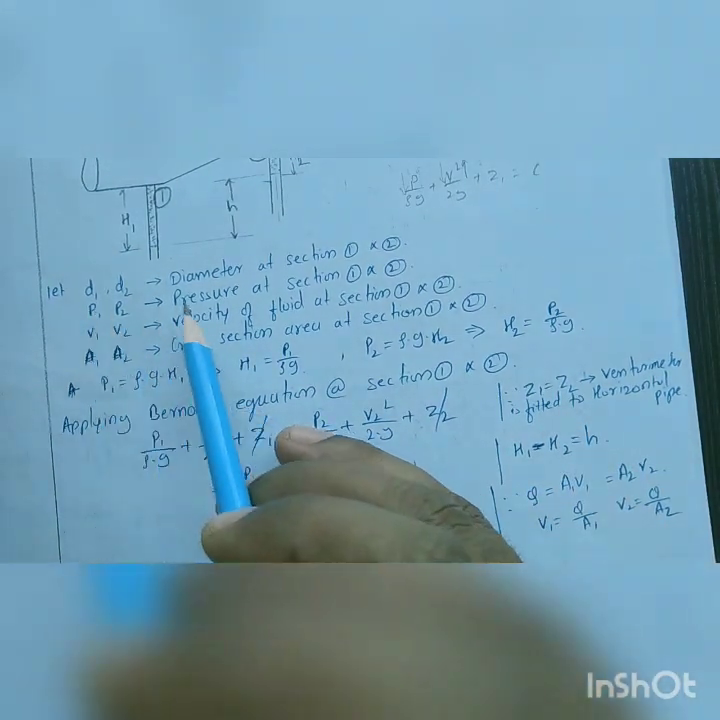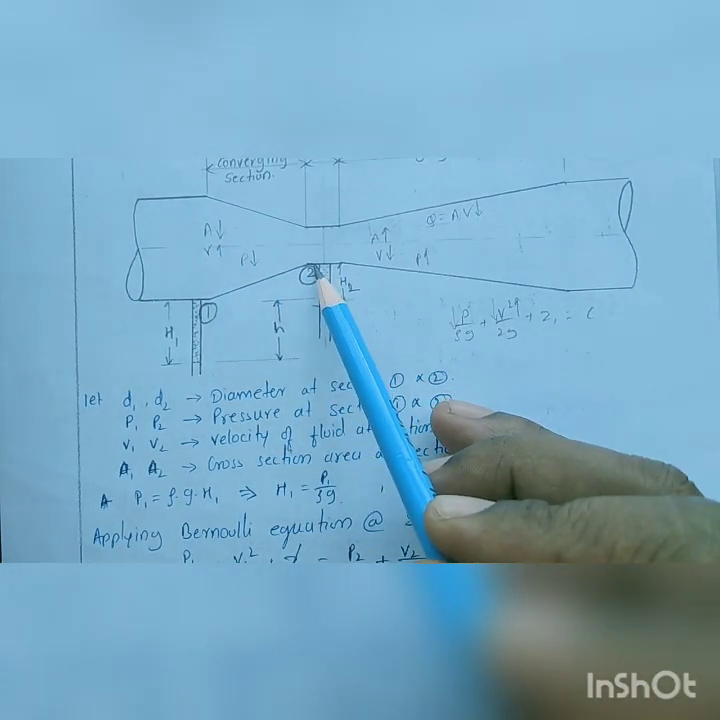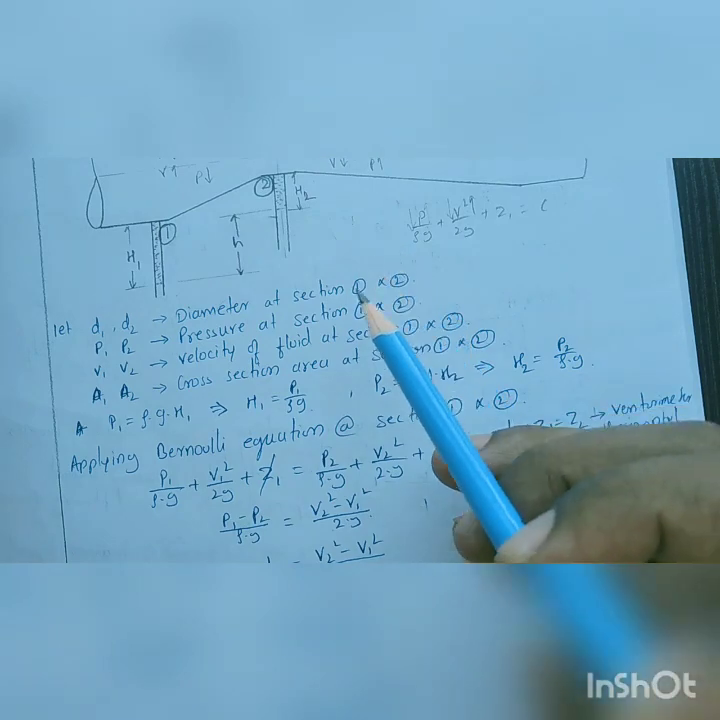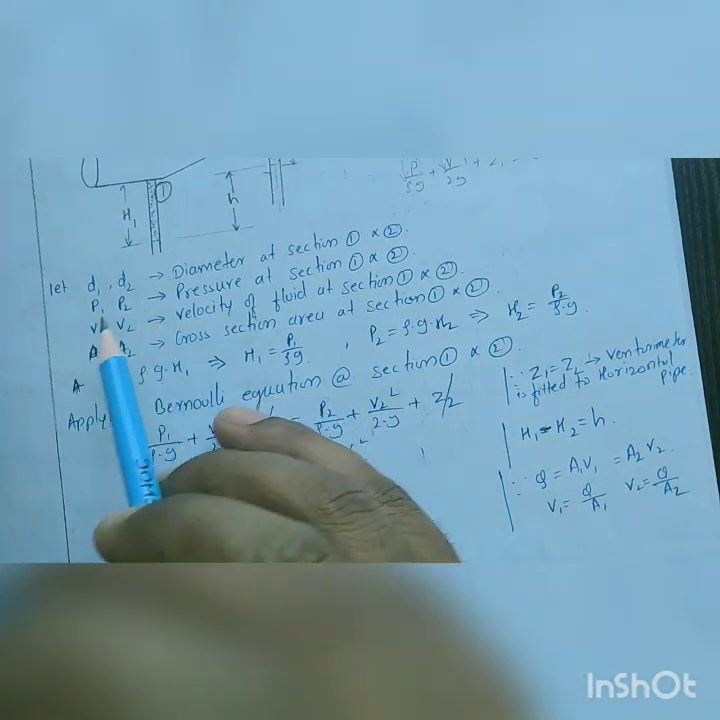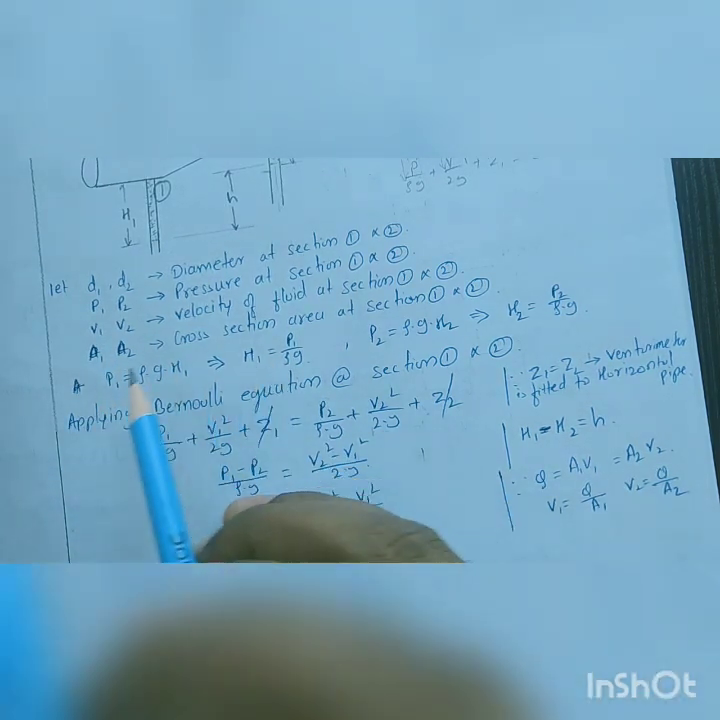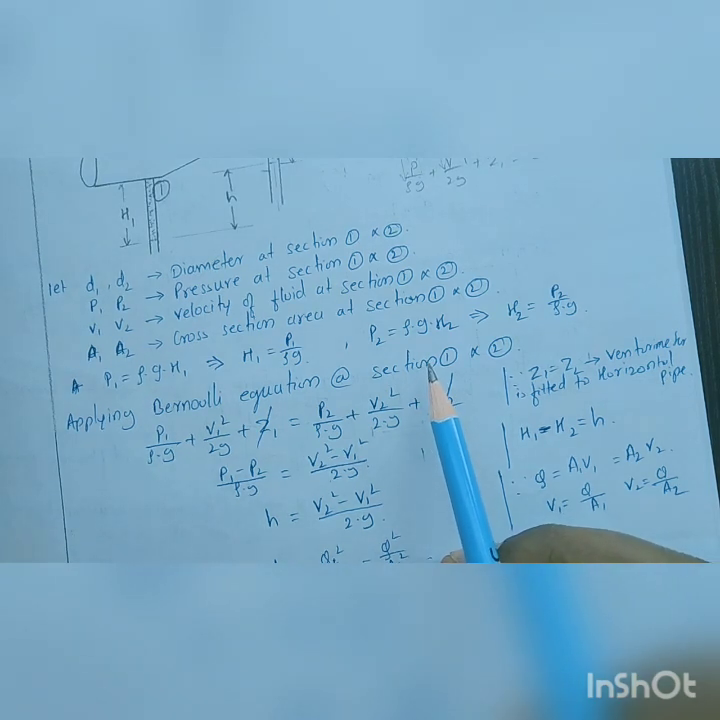So let's suppose d1 is the diameter of section 1, this side takes section 1, and this has throat as section 2. We will apply the Bernoulli's equation to that, and we will find the expression for Q. P1 and P2 are pressure at section 1 and 2, V1 and V2 are velocity at section 1 and 2, A1 and A2 are cross section area at section 1 and 2.